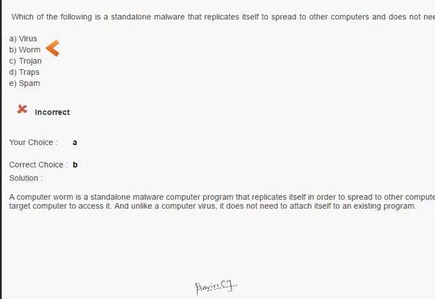Understand the differences between a worm and a virus. A virus replicates only when you open it, while a worm replicates itself. Unlike a computer virus, it does not need to attach itself to an existing program. Okay, so we will move to the next question.